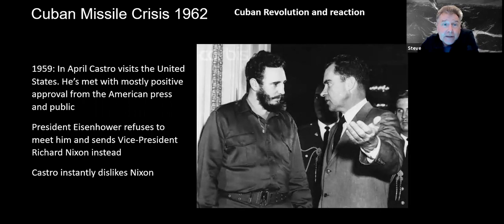So in 1959, in April, the first place he goes to visit as prime minister is the United States, and he's actually met with very positive approval because he's overthrown Batista, and a lot of Americans think this is a good guy and everything. But President Eisenhower, for his own reasons, refuses to meet him, and he sends Vice President Richard "Tricky Dicky" Nixon, and Castro instantly takes a dislike to Nixon, which apparently isn't very difficult.